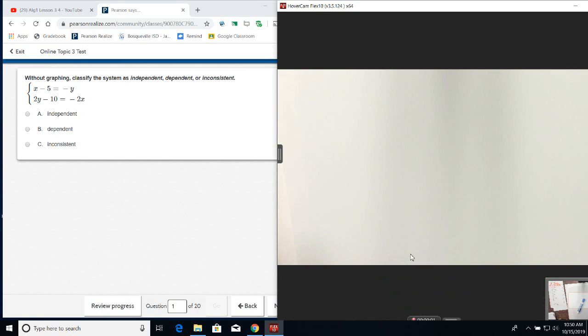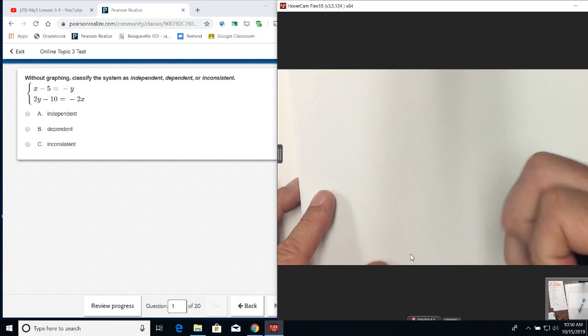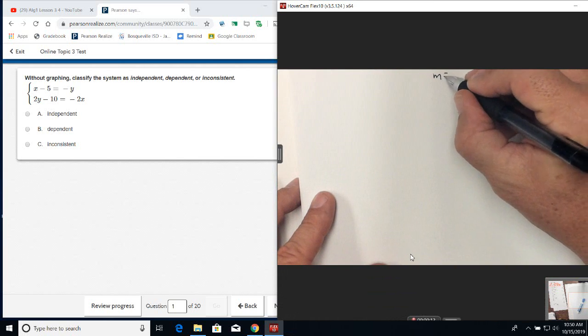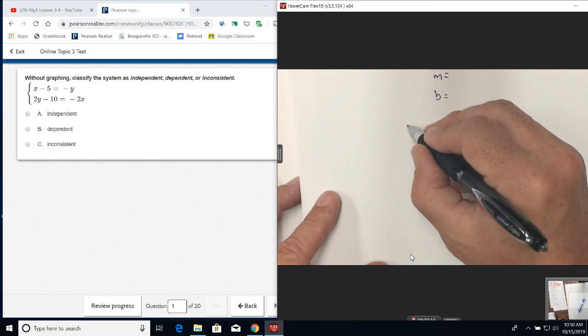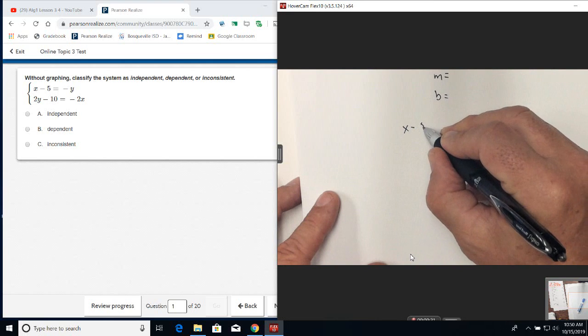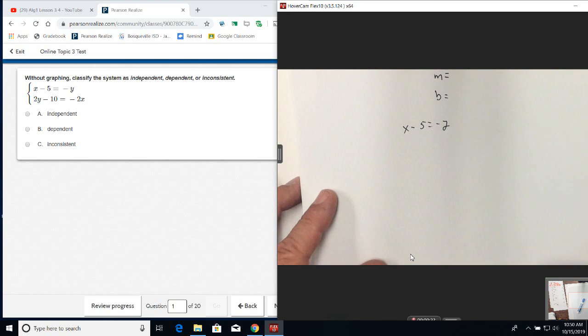Okay, question number 1 on the topic 3 review. It says, without graphing, classify the system as independent, dependent, or inconsistent. All we've got to do is to find two things without graphing. You got to be able to find the slope, and you got to be able to find the y-intercept. Let's do that real quick for the two equations. The first equation is x minus 5 is equal to negative y.